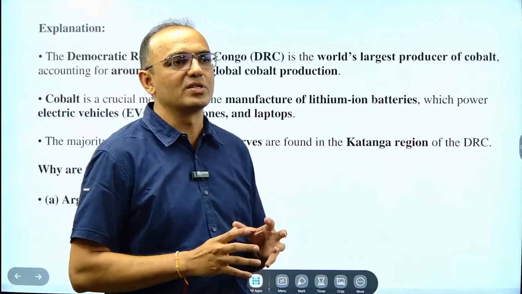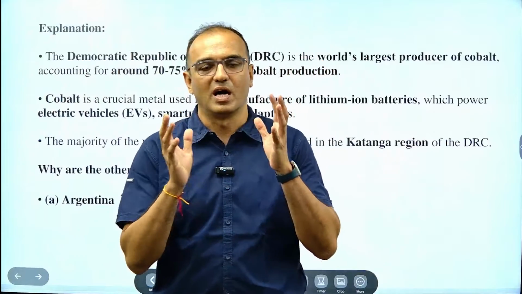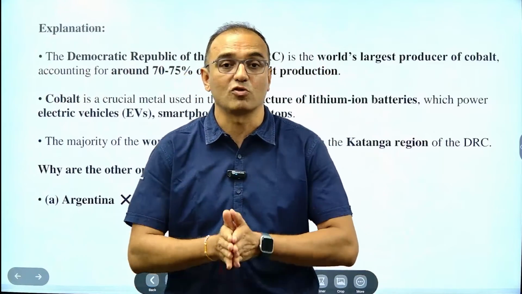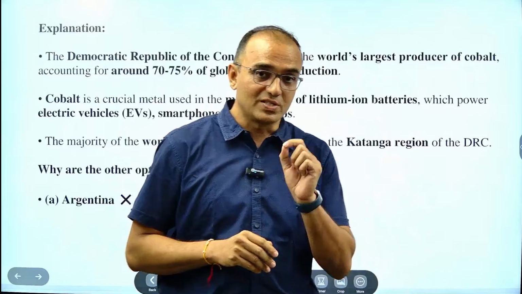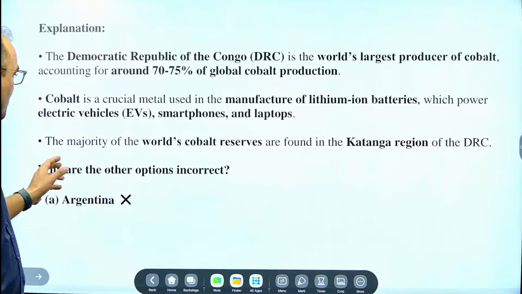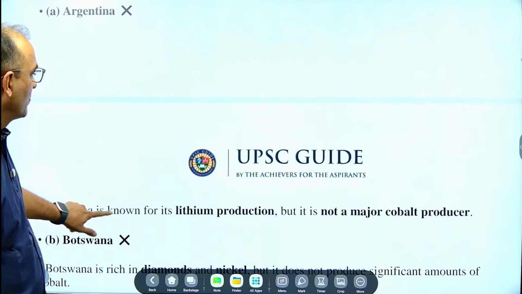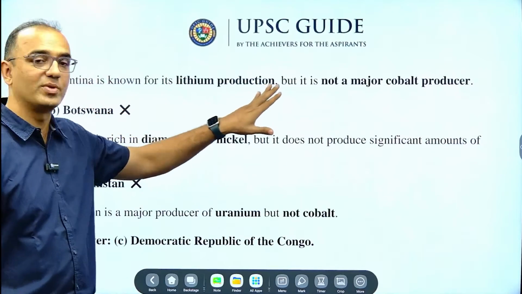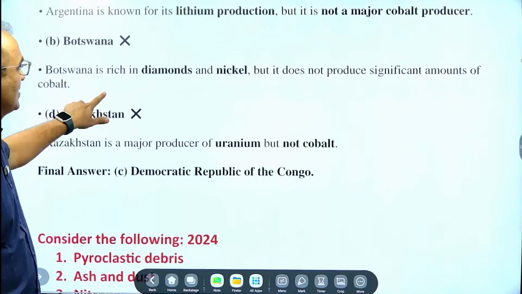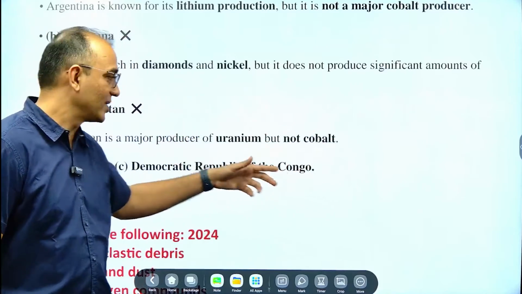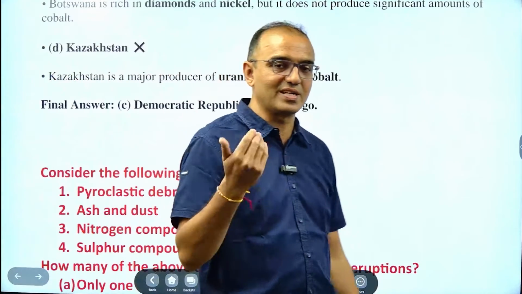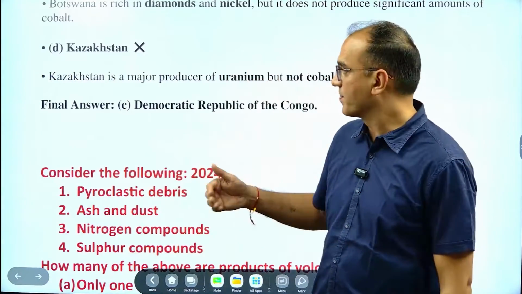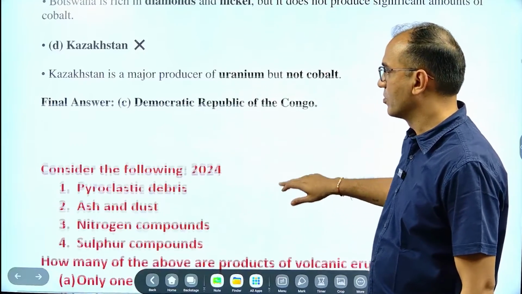Katanga Plateau. There's a plateau in South Central Africa which is called the Katanga Plateau. This Katanga Plateau, apart from cobalt, has copper also. Huge reserves of copper, silver, lead, and so on. So this Katanga Plateau is important. Why? Other options, Argentina, no. Argentina produces lithium, is not a major cobalt producer. Botswana is rich in diamonds and nickel, again, not cobalt. Kazakhstan is uranium, not cobalt, right? So you should know Kazakhstan is important for uranium. Final answer is Democratic Republic of Congo.